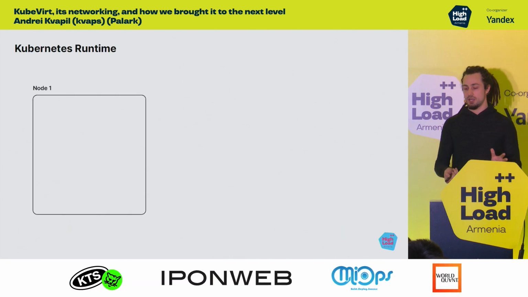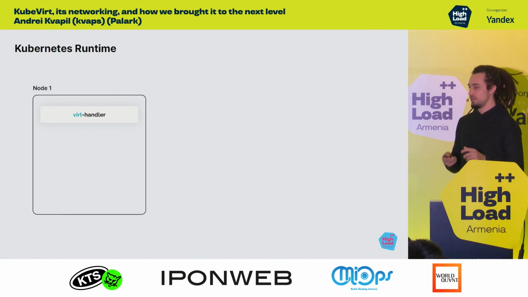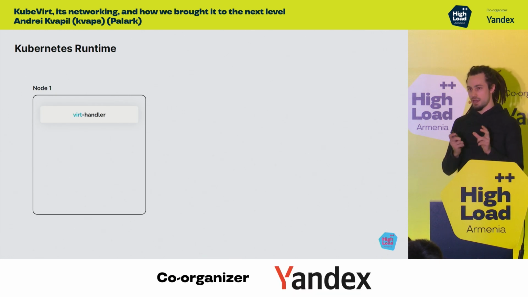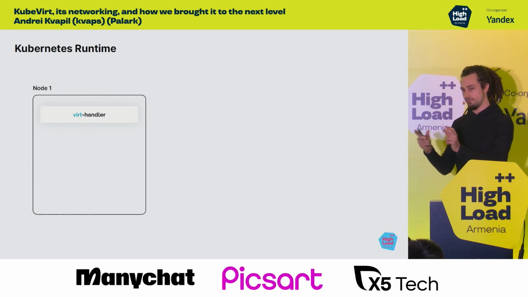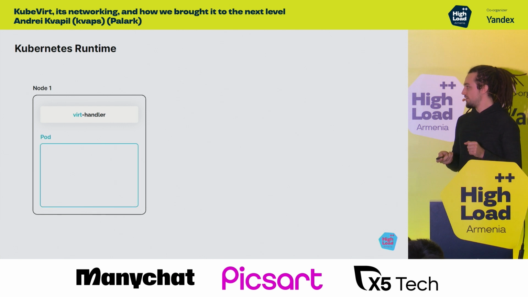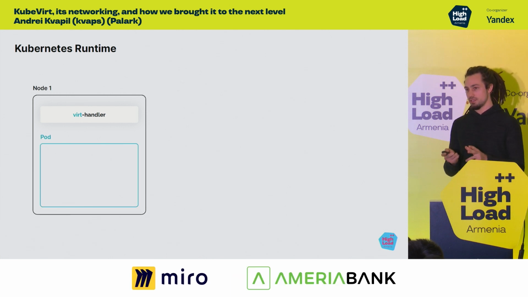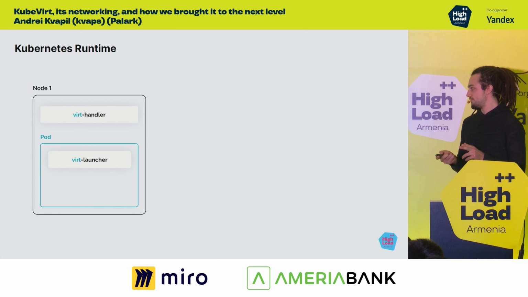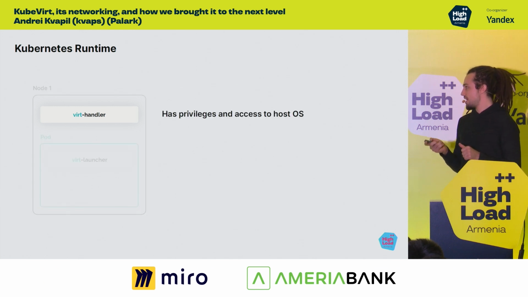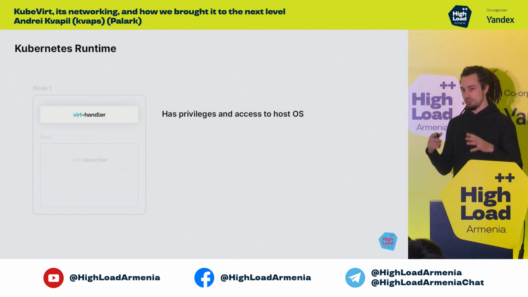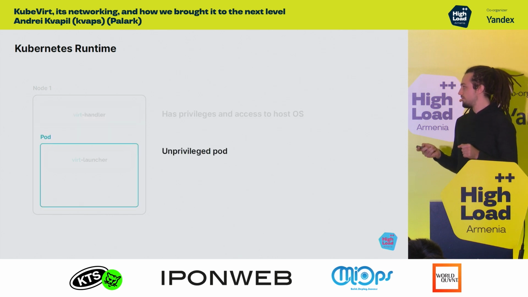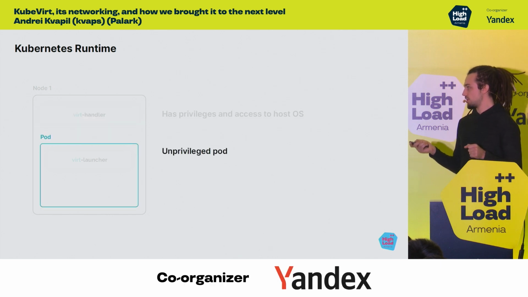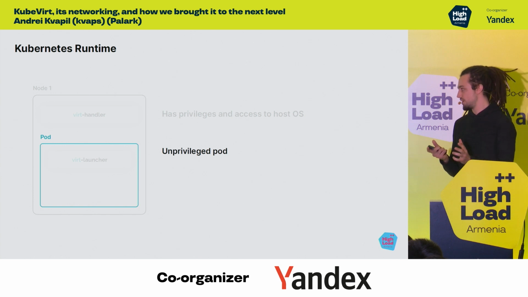For example, we have a node. Inside the node, we have the virt-handler daemon. Remember that this service is deployed as a daemon set on every node. When we run the virtual machine, a new pod is created. In this pod, we have the virt-launcher service, and virt-handler, which has full access to the root file system and to the node, configures the virtual machine pod, which is a normal unprivileged pod.